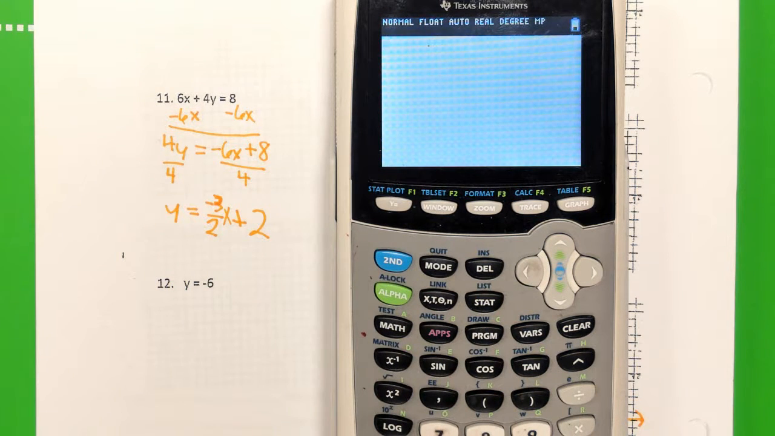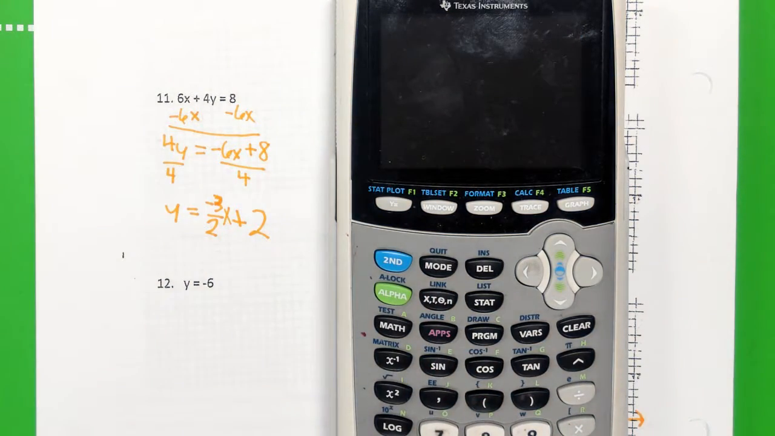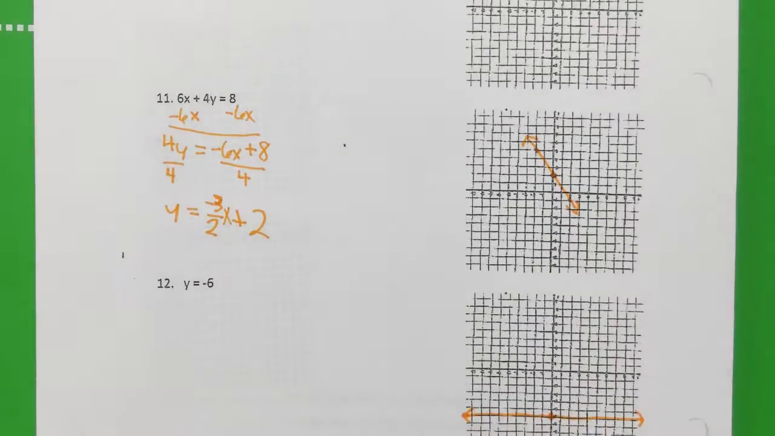Now, your calculator is just like your phones. Please turn them off to save batteries. You hit the second button, and then you hit the on button. Please turn them off. All right, then you can put it back.